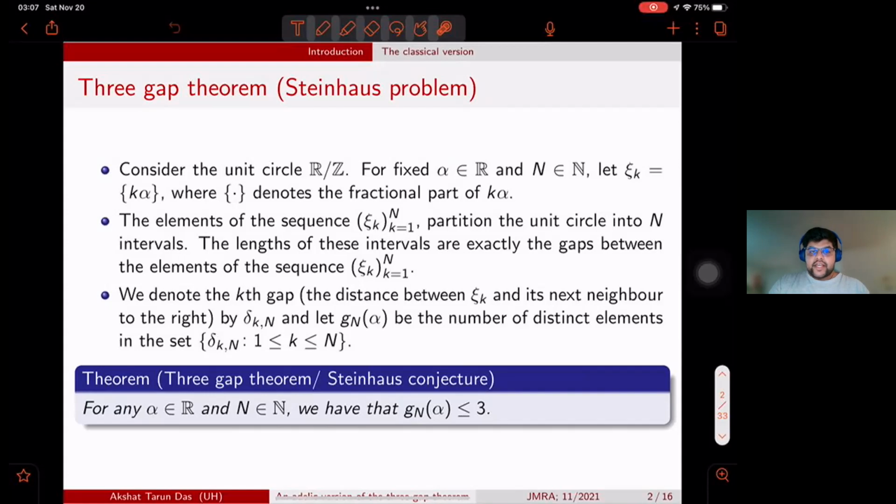So we use delta k N to denote the kth gap, which is defined as the distance between psi k and its next neighbor to the right in this sequence. Little g N function is going to count the number of distinct gap lengths that we have. So the classical three-gap theorem, which is also known as the three-distance theorem or the Steinhaus conjecture, states that the upper bound for this little g N alpha function is 3.